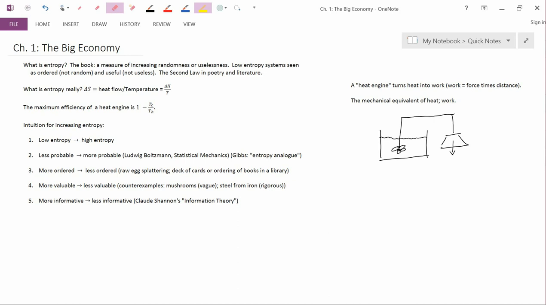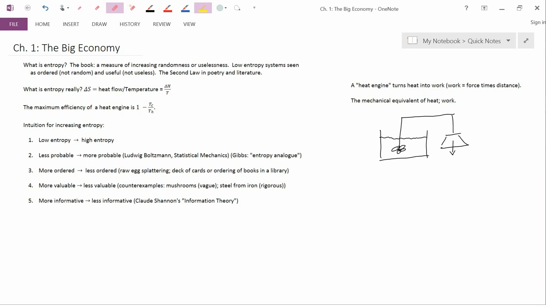Then number three, more ordered to less ordered. So that harkens back here to ordered and not random. Well, yes, if you think about a raw egg splattering, if somebody shows you a video and then shows you the video backwards, you know which way time goes. Splattered eggs never spontaneously recombine. And so that shows the direction of time. And we saw before that the second law of thermodynamics was the only physical law that told you what the time dimension was. And so maybe there's some intuition there for why going from more ordered to less ordered is increasing entropy. So maybe the raw egg splattering is an example of increasing entropy.